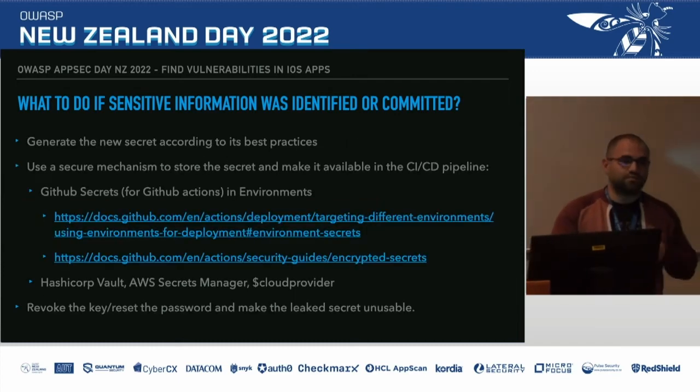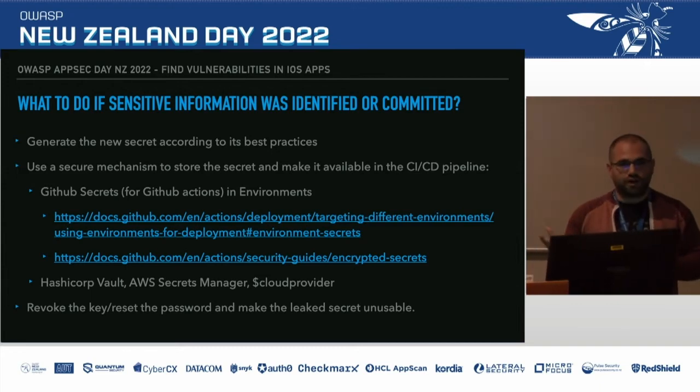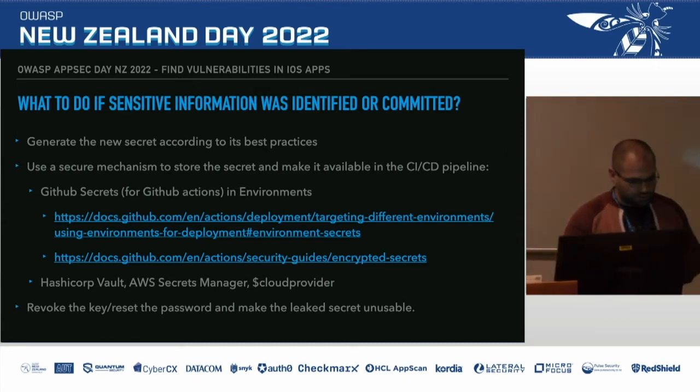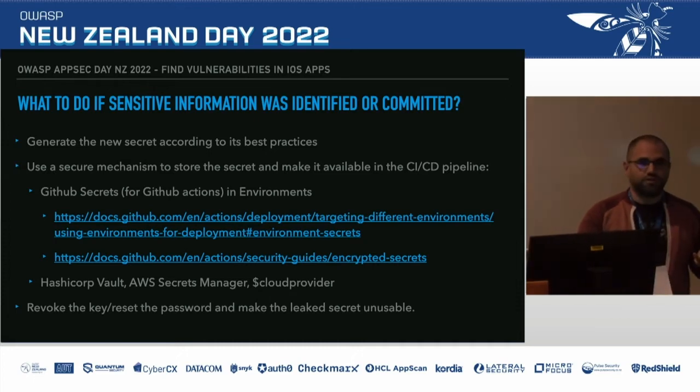What this means is: generate a new secret, and find a solution where the secret can be stored. There are a lot of solutions out there, either HashiCorp Vault, or if you use a cloud provider, the cloud providers of course have their own solutions. Or if you're on GitHub, you can simply use GitHub secrets to store the secrets properly. And then, of course, you need to revoke the secret that was exposed.